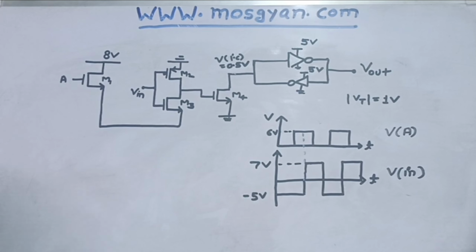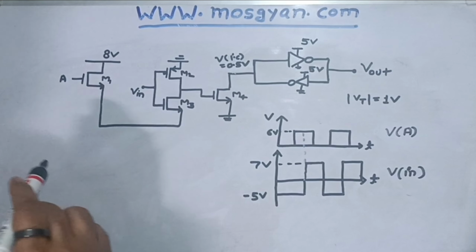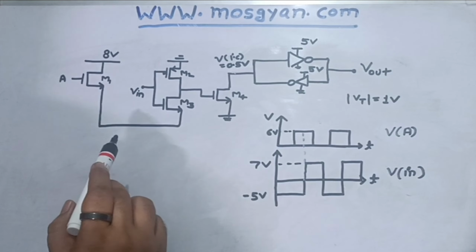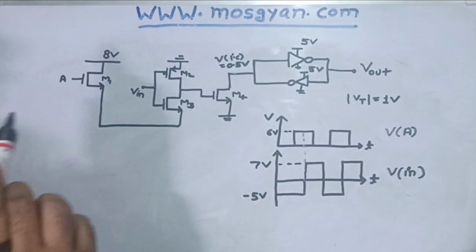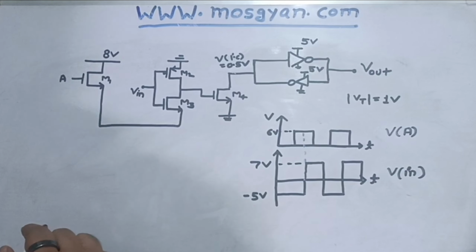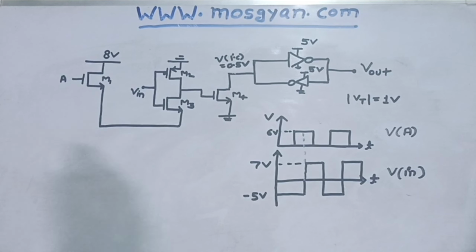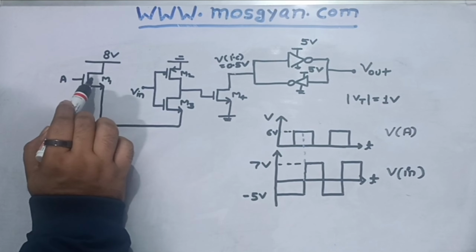So this is an interesting question because it is a combination of a pass transistor, a different kind of CMOS inverter, and a latch circuit. So let's start solving this question step by step.